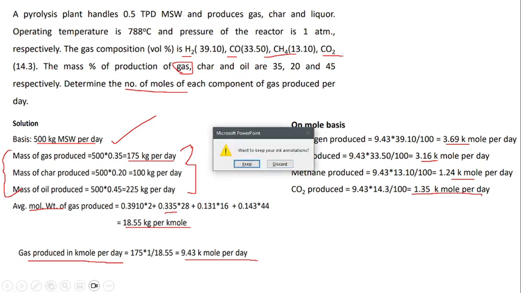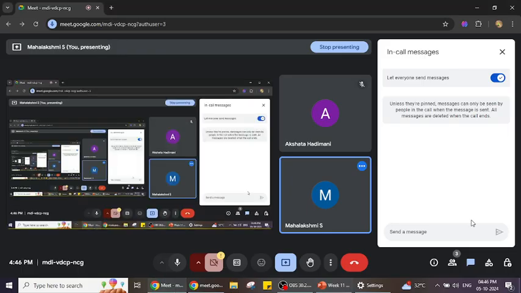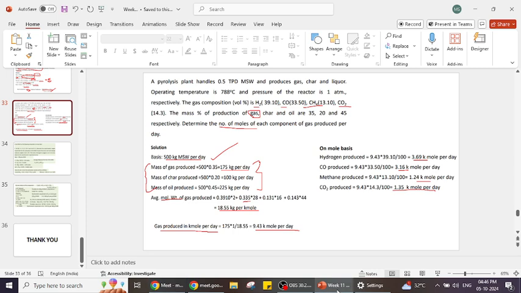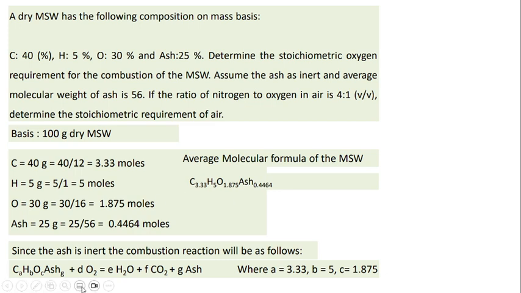Is there any doubt in this problem? Any doubt? Okay. We will move on to the next problem.